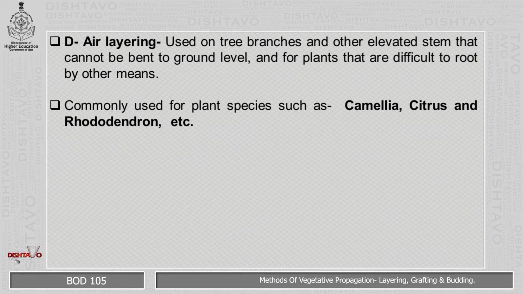In this, the bark around the portion is removed, and it is tied with moss or some moist soil, and later on it is covered with plastic or paraffin tape, which after 6 to 8 weeks will give rise to roots. Once roots are formed, the portion is cut and this new plant is planted into a new vase. Commonly used plant species are citrus, rhododendron, etc.